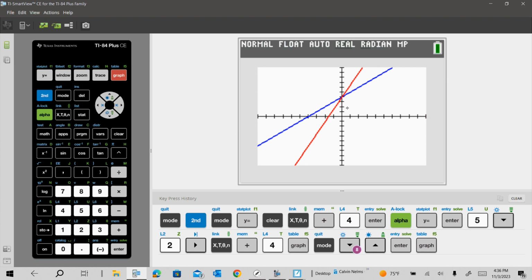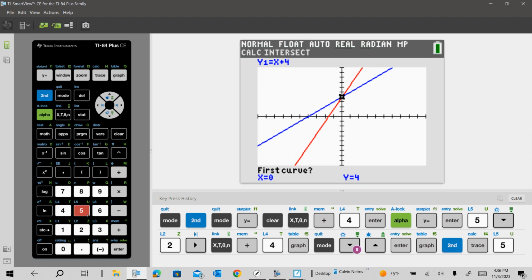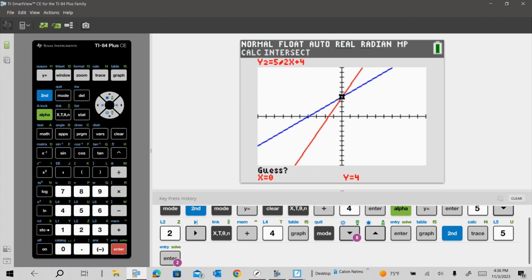To get the calculator to calculate the intersection for you, if you hit second and then trace, you get this option right here, number 5 for intersect. If you hit 5, it's going to ask for the first curve. Basically the calculator is going to say, which lines do you want me to check for intersections? Well, we're going to hit enter basically 3 times. The first one, enter the second time, and then the calculator says, oh, you want me to guess on these 2? And you're going to hit enter one more time. And you have to see this word intersection at the bottom left of the screen to get that actual solution.